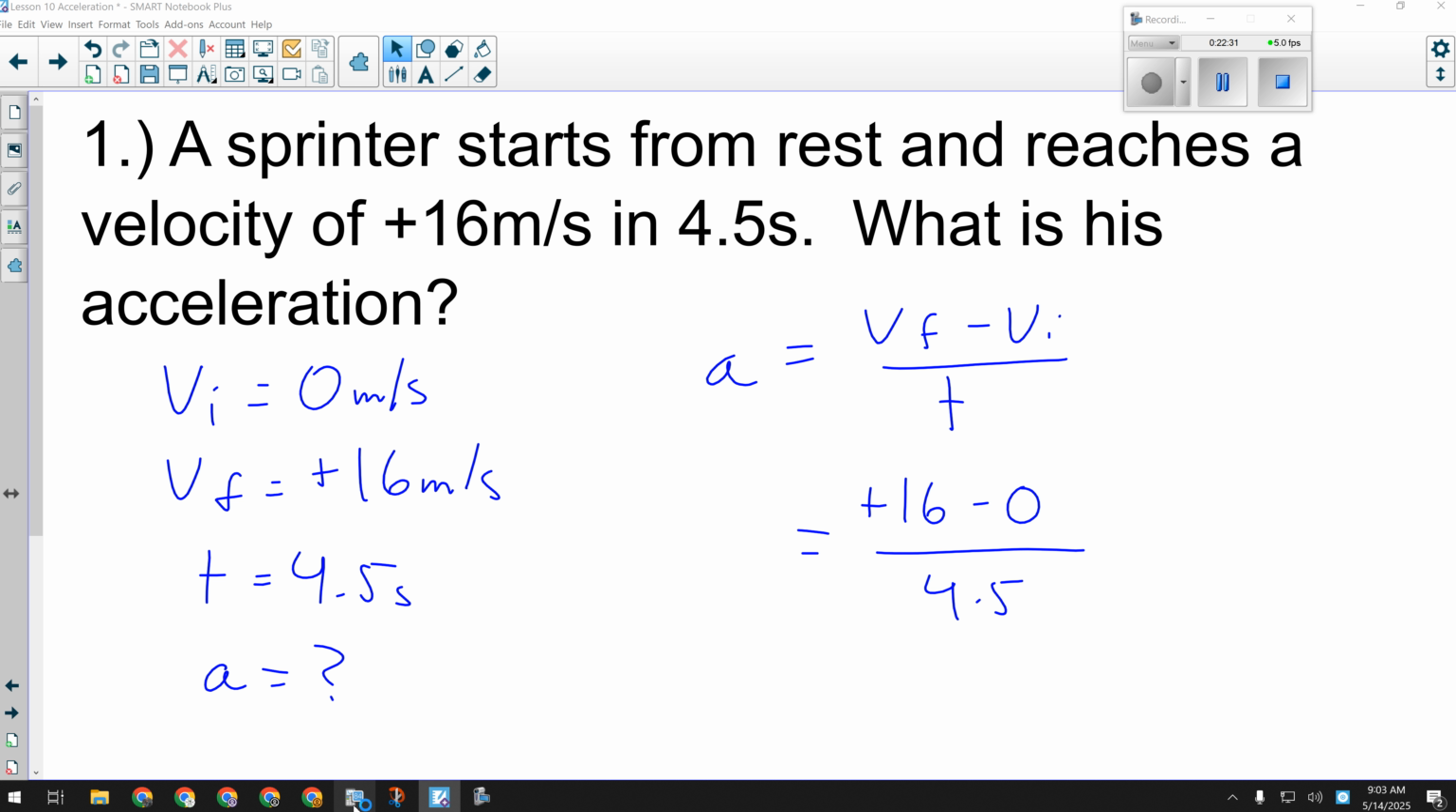What does that come out to? It's going to take a couple minutes for my calculator to fire up. 16 divided by 4.5, is it 3.6? Something about that. Should that have a vector on it?